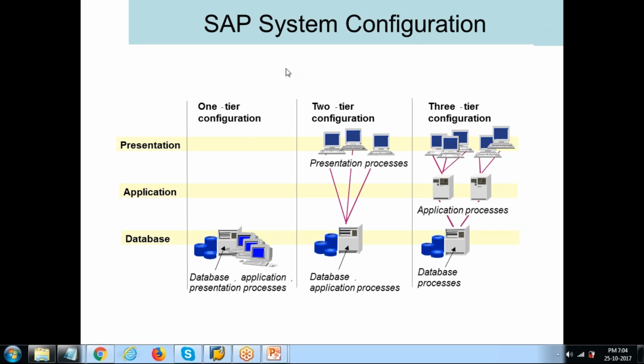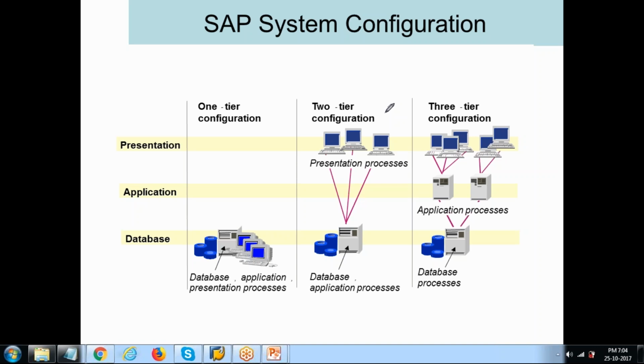Okay, for the next one, the two-tier: the database and application are in one system, and the presentation is in another system. Okay, very nice. Next one, three-tier. The database is in one system, the application process is in another system, and then the GUI, the presentation, is in another system. So three different systems. Yes, exactly.